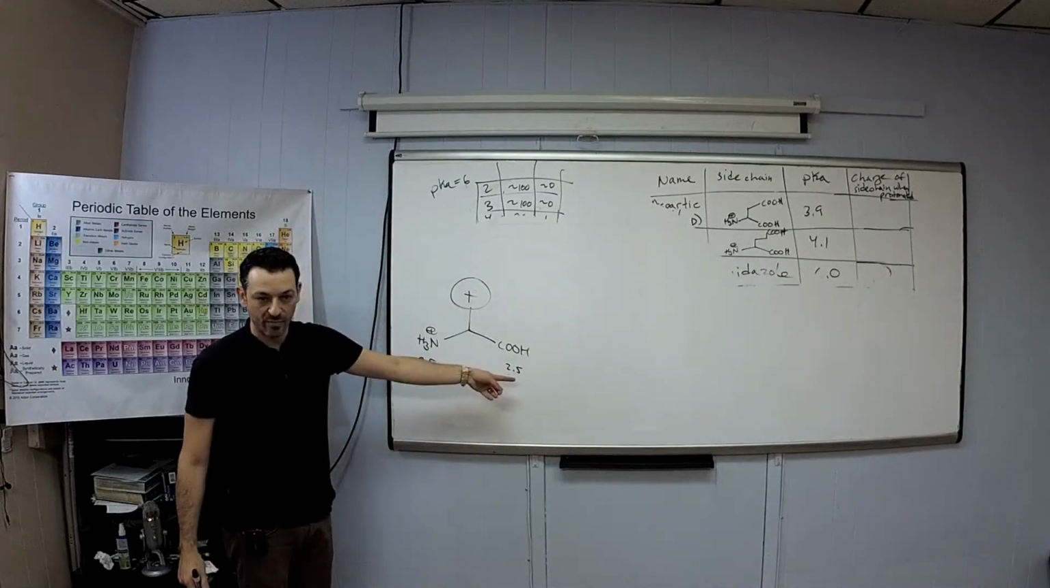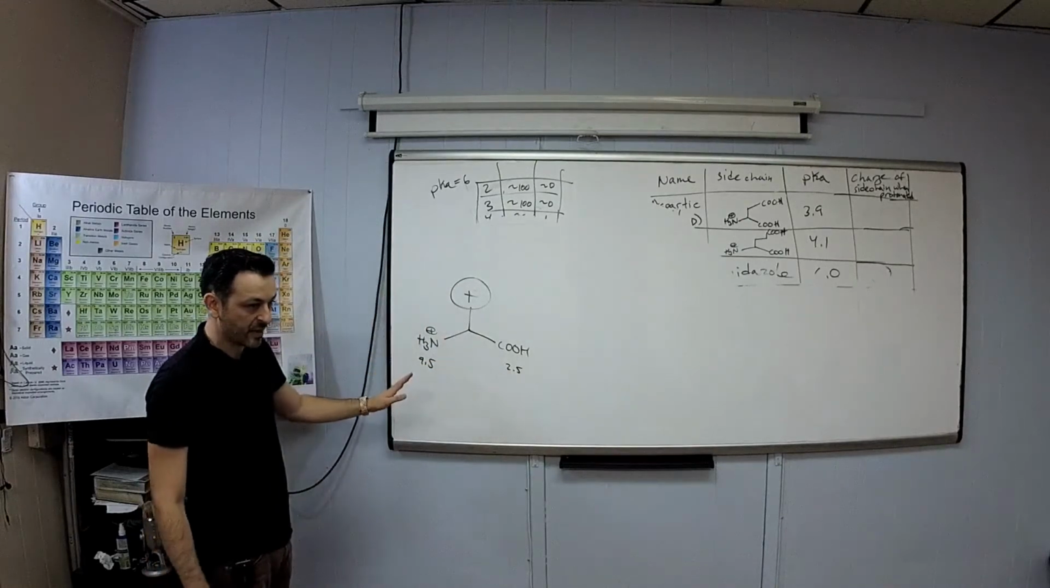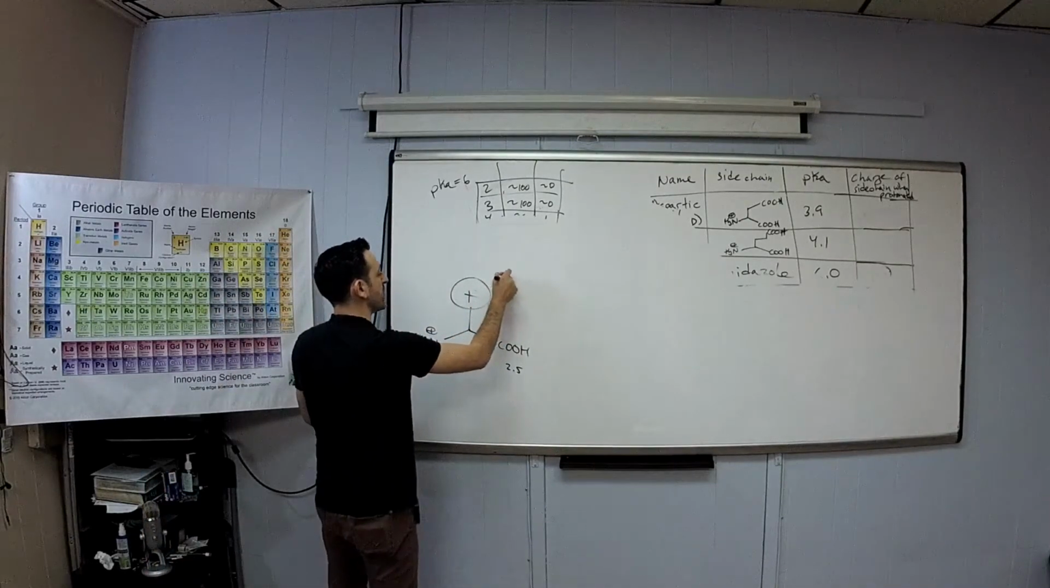By the way, it's not. It's the 1.8. I've already explained it. But let's take an average of all of them. And then the pK of this side chain is 6.0.